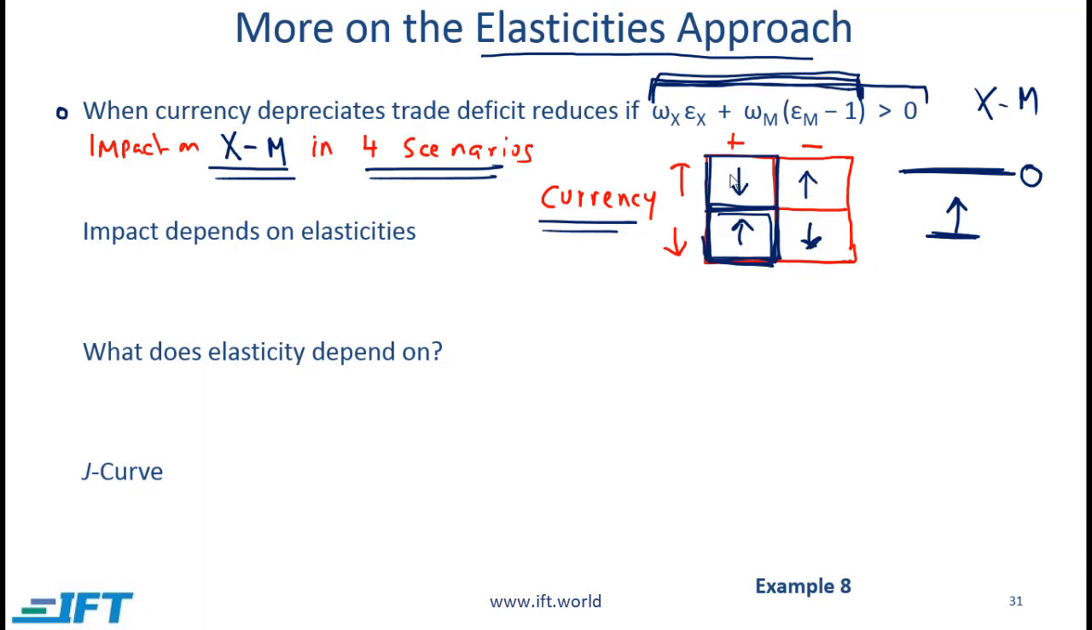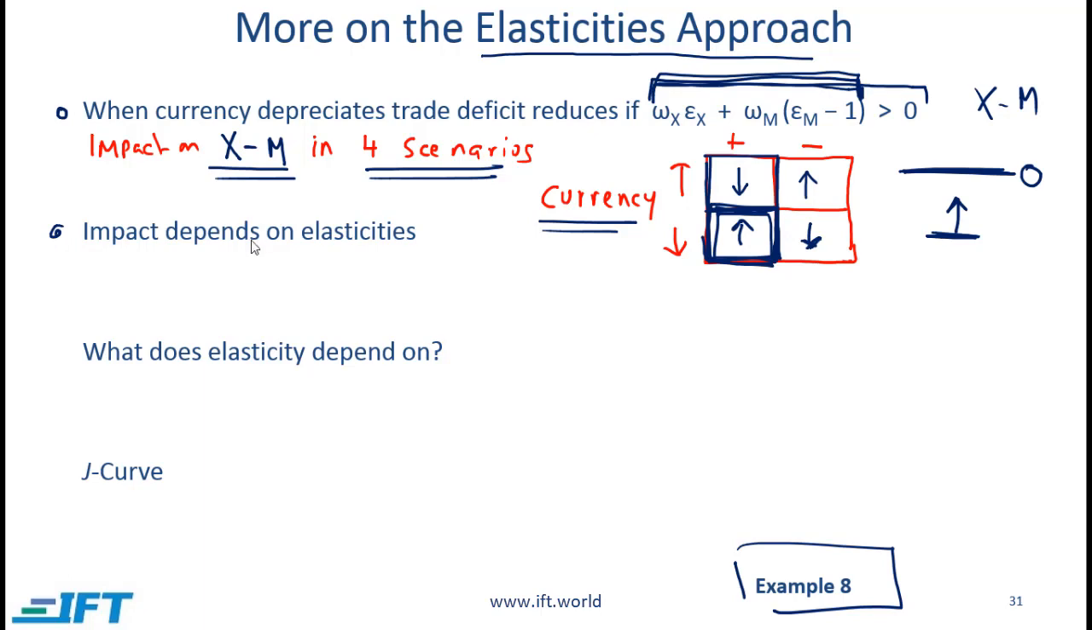I have gone over this because when you do example 8, this information will come in handy. And if you can just understand this one, currency down, Marshall-Lerner holds, then x minus m goes up. From this you can come up with the 3 other boxes very easily.